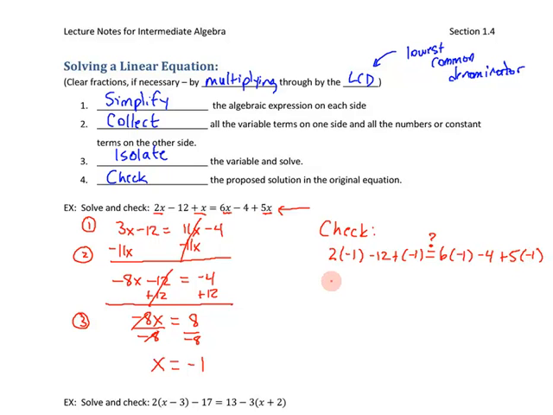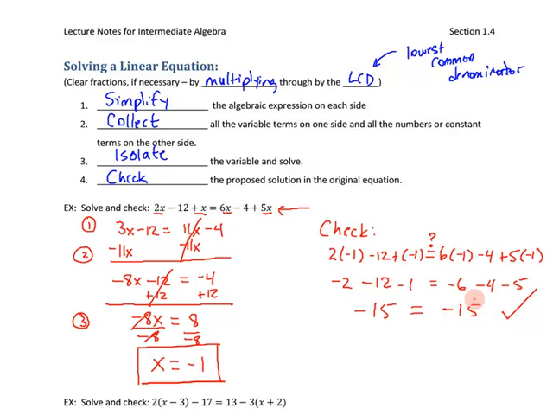So 2 times negative 1 is negative 2. Use order of operations to simplify these things. 12 minus 1. On this side, 6 times negative 1 is going to be negative 6 minus 4 minus 5. So over here I get negative 15. Over here I get negative 15. Those are equal, so it checks. Which means we've got the right answer. X is equal to negative 1. Okay, so once you've checked, then you can put a box around your answer and say that you're done.